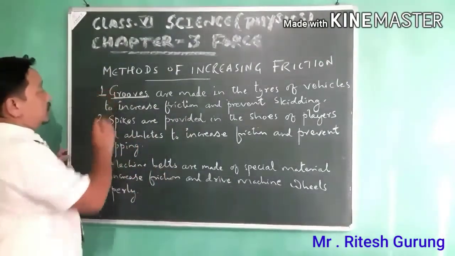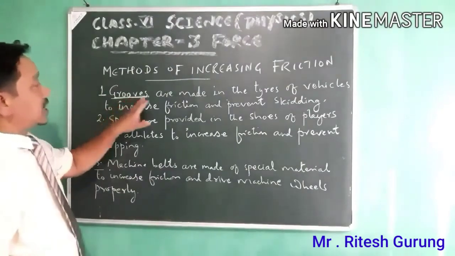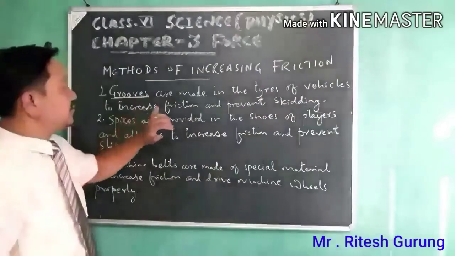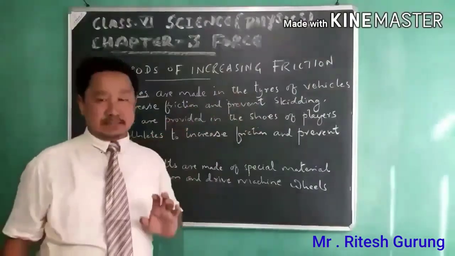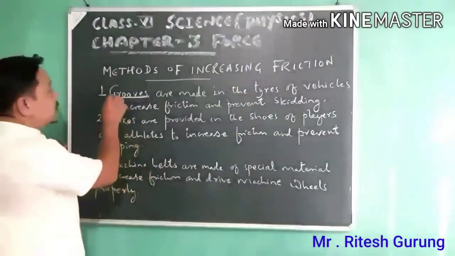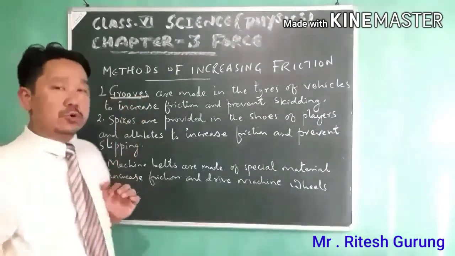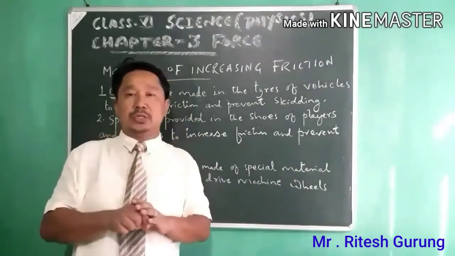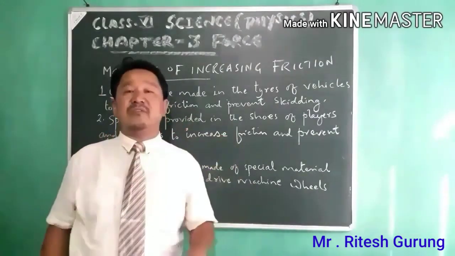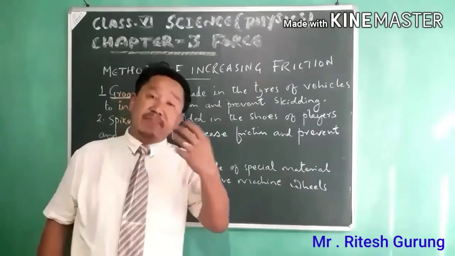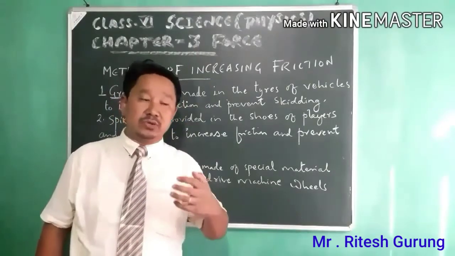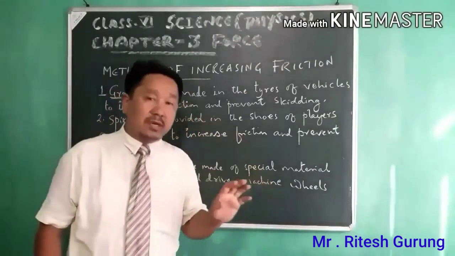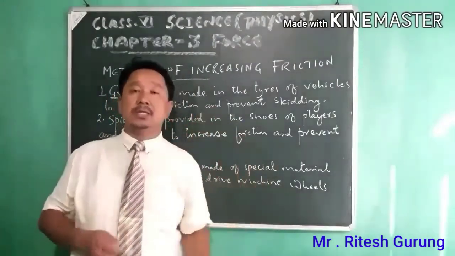Number one, grooves are made in the tires of vehicles to increase friction and prevent skidding. Grooves, G-R-O-O-V-E-S. Grooves means you can see the designed roughness being made on the tires of vehicles. This is to increase the friction between the tires of the vehicles and the road.